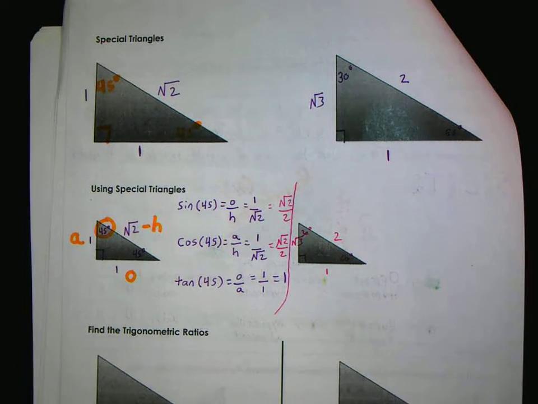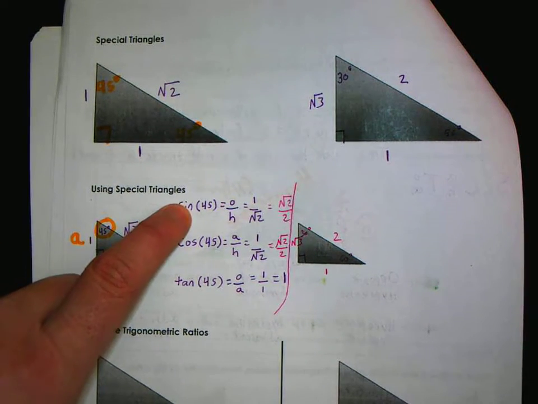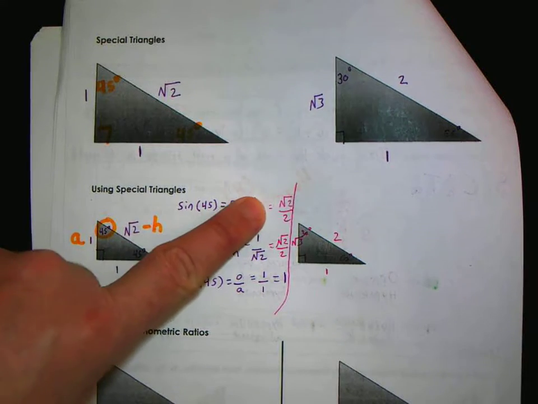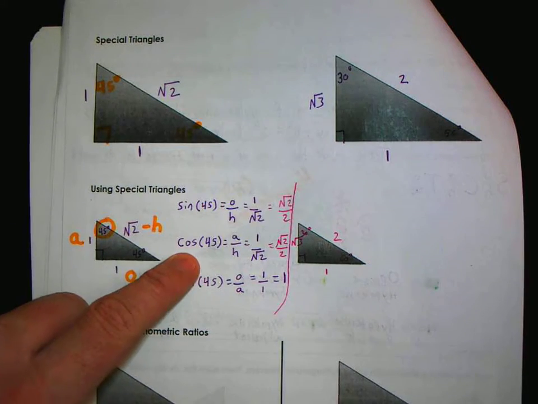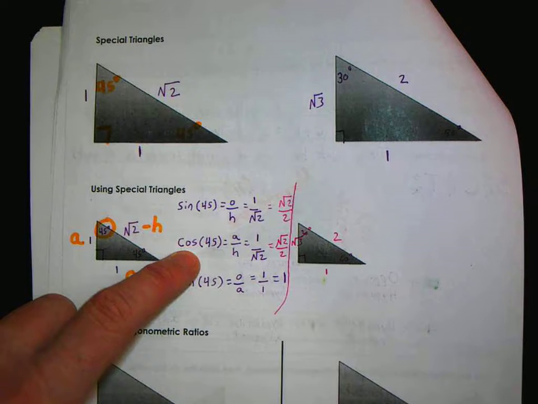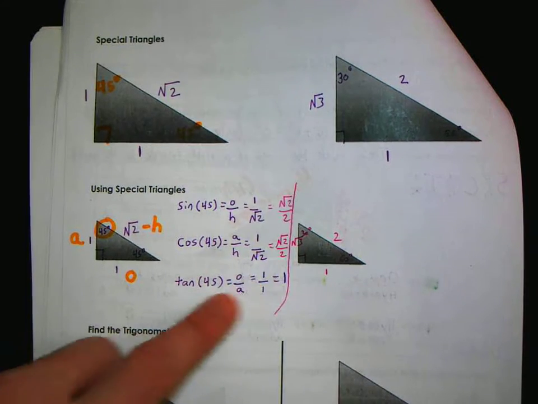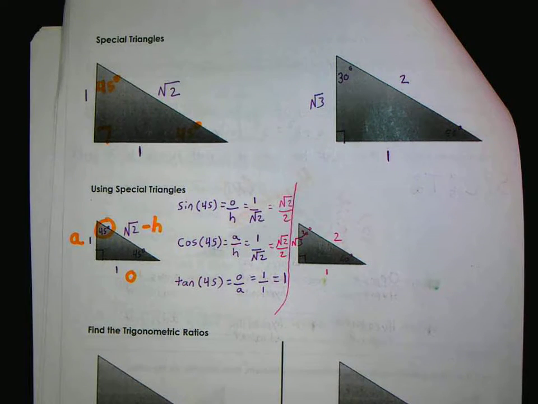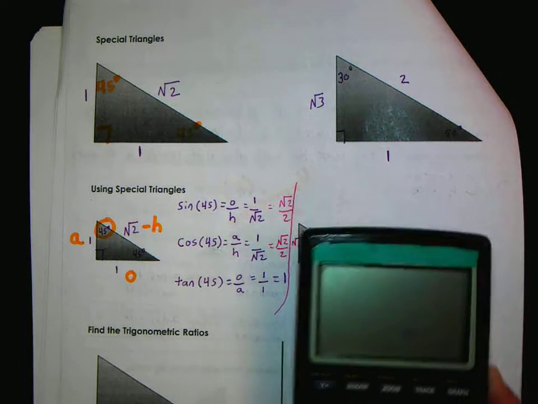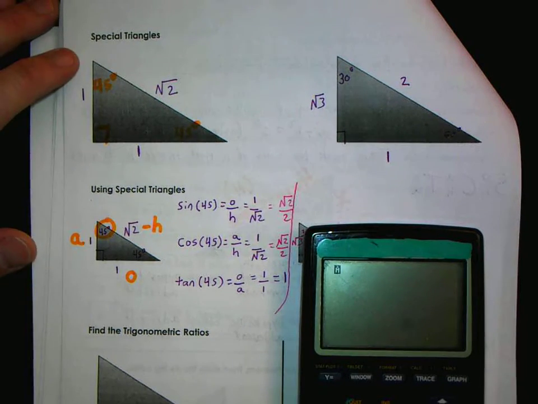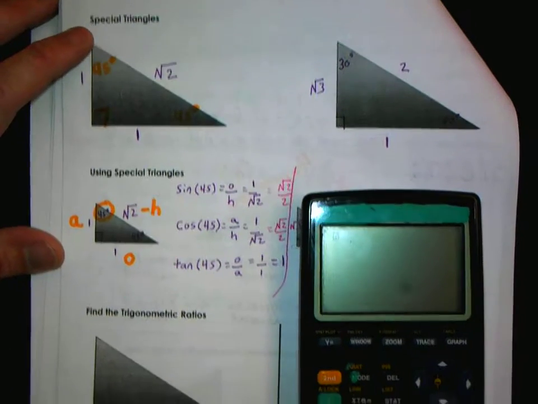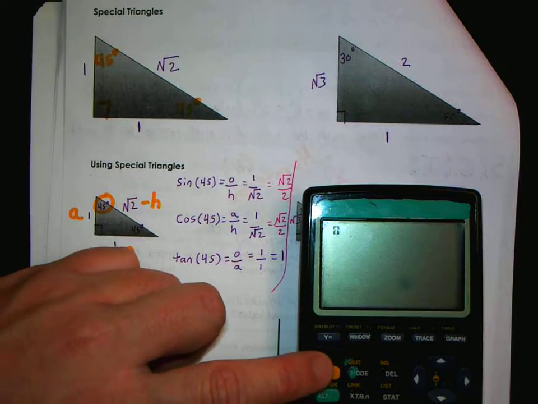Oh, by the way, pretty much now, if someone says, hey, what's the sine of 45? You could just say square root of 2 over 2. If someone says, what's the cosine of 45? Square root of 2 over 2. And by the way, I do need to show you this. Your calculator could do sines and cosines and tangents, but it spits out decimals.